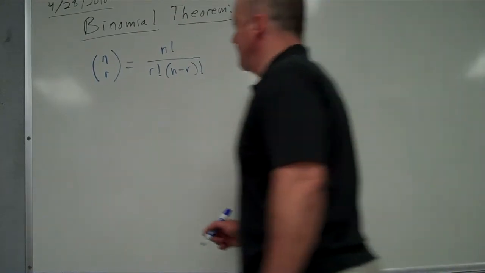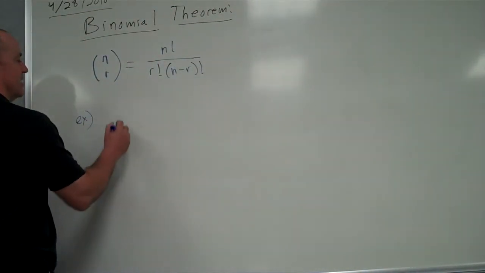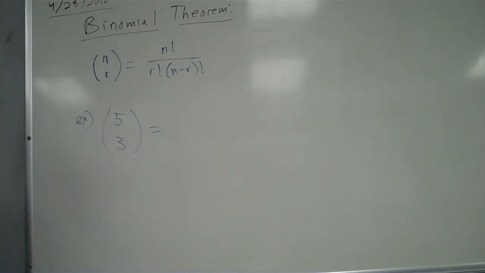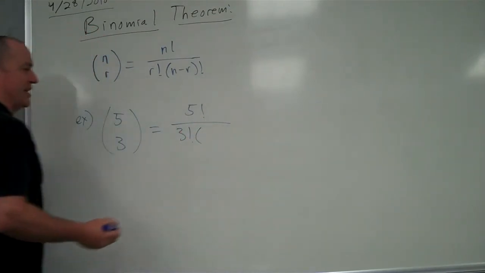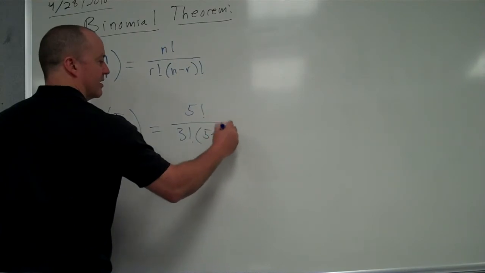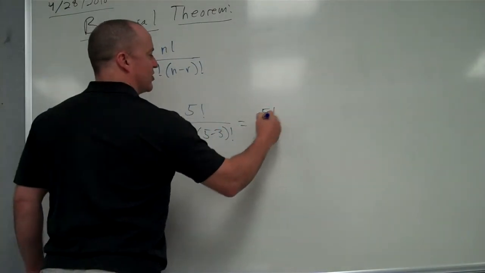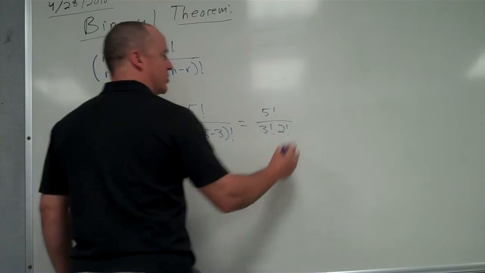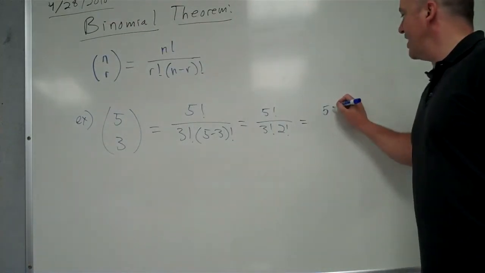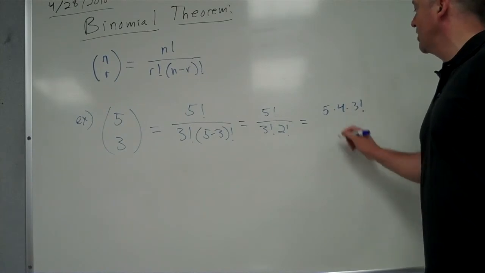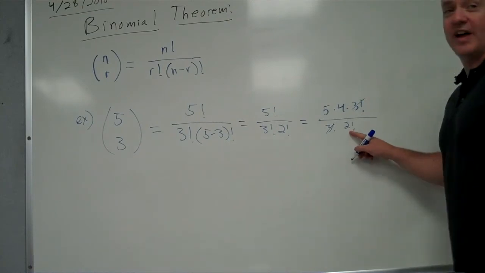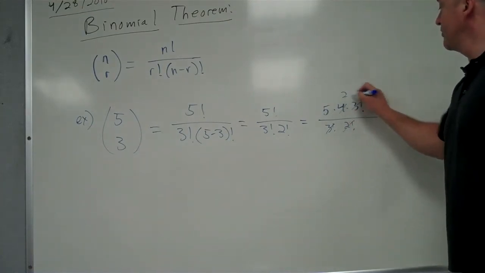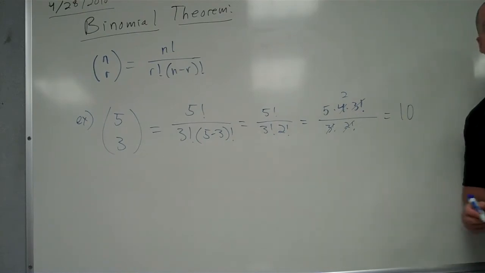Okay. So, for example, if I said evaluate 5 over 3, that's 5 factorial over, what was the number on the bottom? 3? 3 factorial, 5 minus 3, or 2, factorial. So this is 5 factorial over 3 factorial times 2 factorial. 5 factorial is 5 times 4 times 3 factorial. I'm stopping at 3 factorial so I can cross it out with what's on the bottom. 2 factorial is 2. 2 goes into 4 twice. This number is 10. Yay.